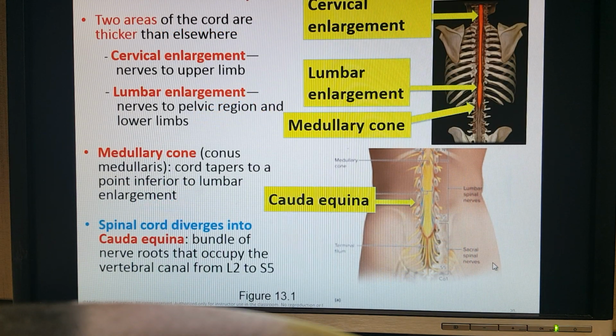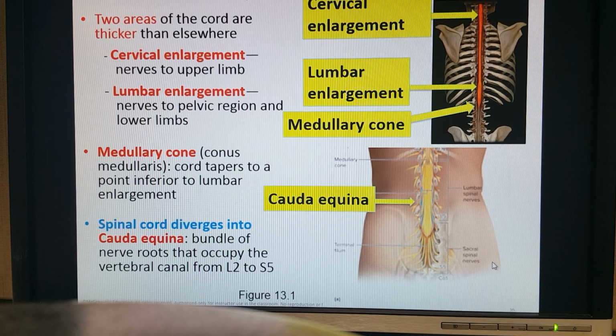In your spinal cord, not all of it is the same size and shape of the column or tube structure. There are two areas that are larger than the rest, and that's your cervical enlargement and your lumbar enlargement. The reason they're larger is because of the extra nerves in those regions in order to supply your arms or to move your pelvic region and lower limbs. Extra nerves in those regions need more space, so that part of the spinal cord is a little bit larger.